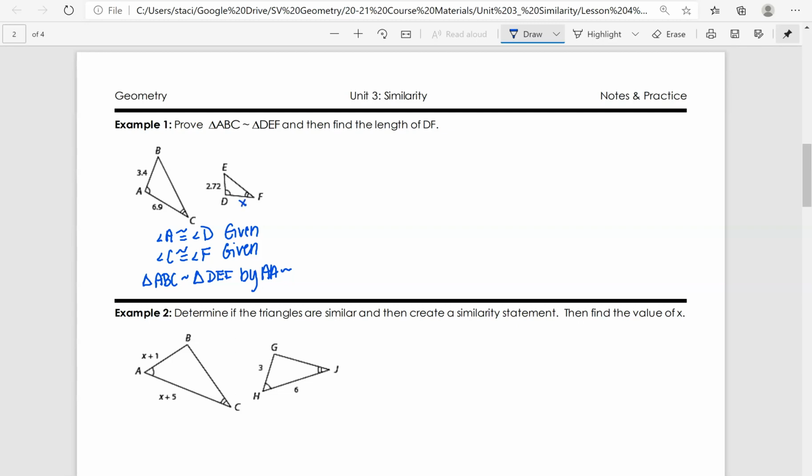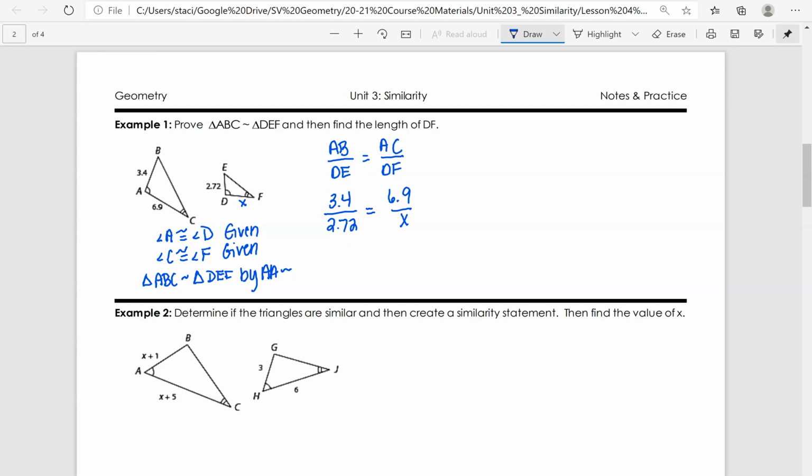So when I look at this, I can see that side AB corresponds to side DE, and then side AC corresponds to side DF. And so if I substitute those values in, I have 3.4 over 2.72, and that would be equal to 6.9 over x. And so this is what I was talking about in that previous slide. Like, this would be a really hard problem to scale up with. And so solving it by cross multiplying might be a little bit easier for me.